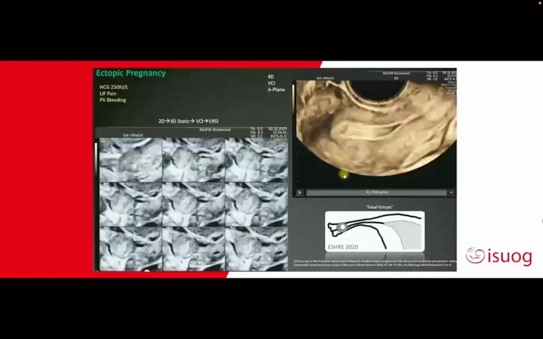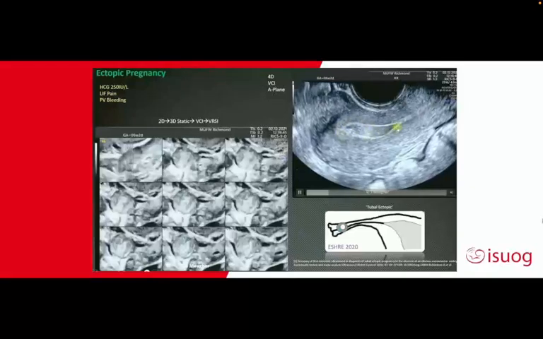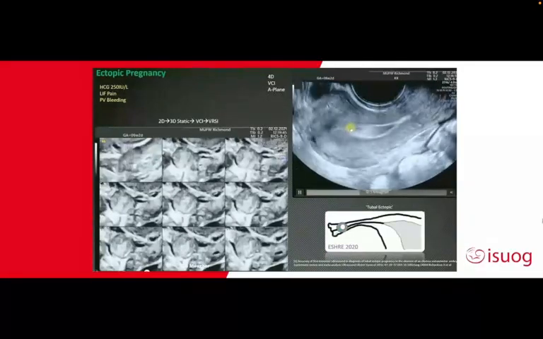However, let's go to a far more subtle case where the HCG is only 250 units, with left iliac fossa pain and PV bleeding. You can see the blood within the uterine cavity. There's no gestation sac. There's no evidence of retained products of conception.